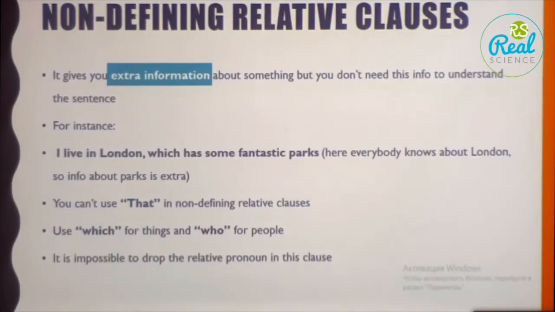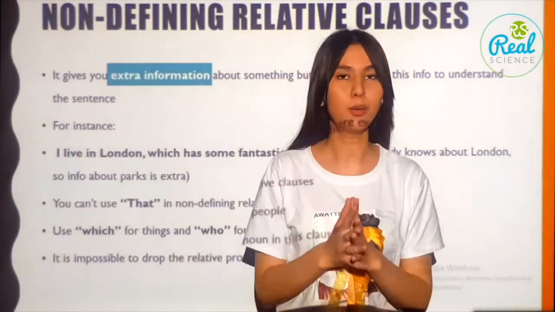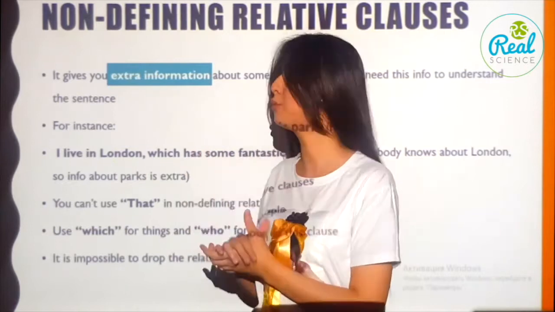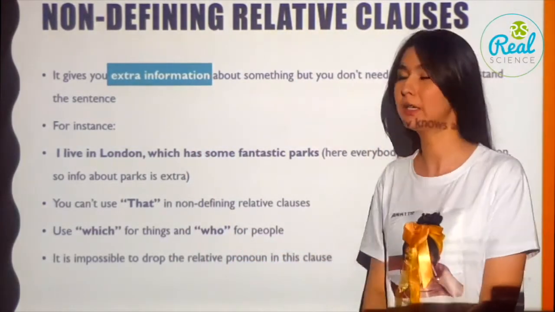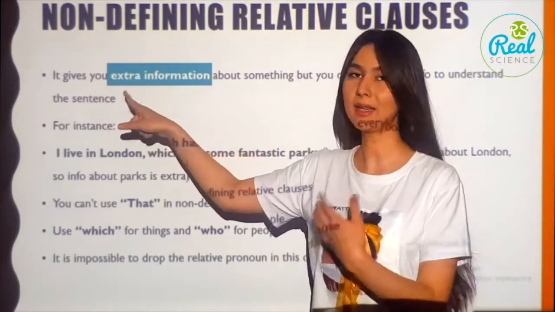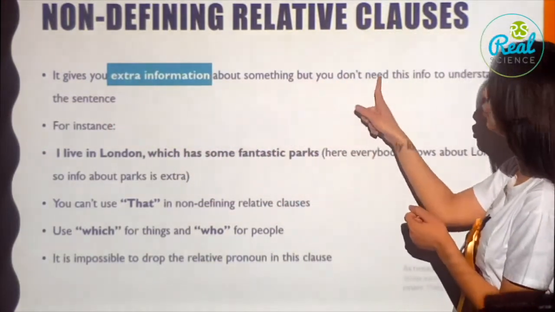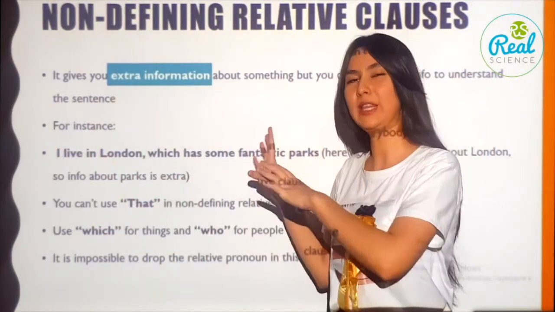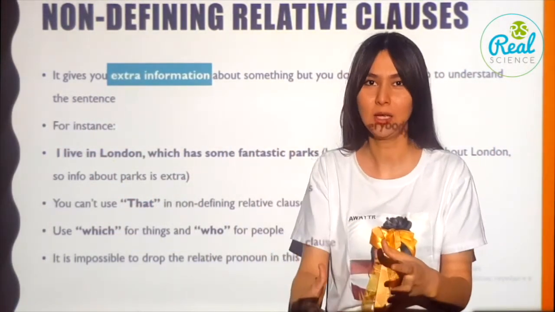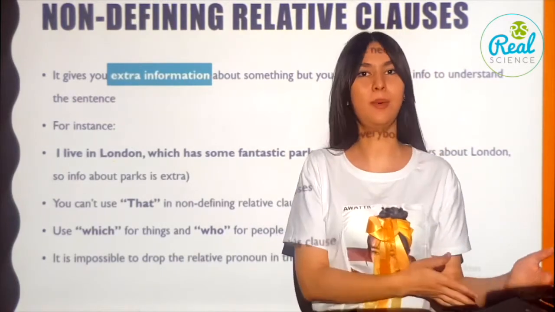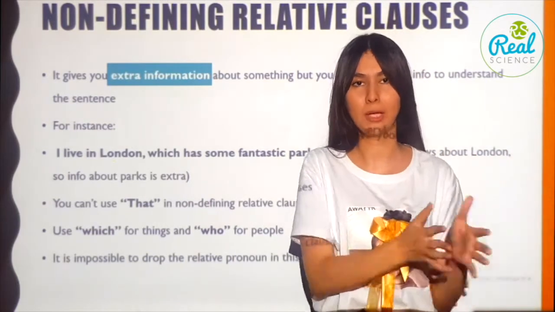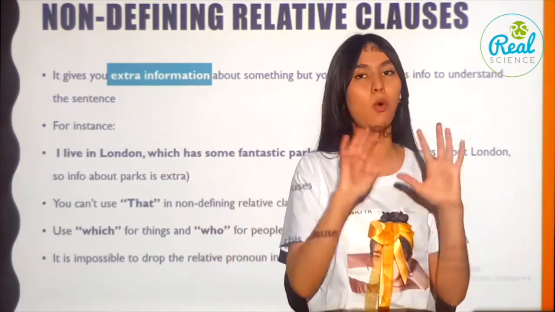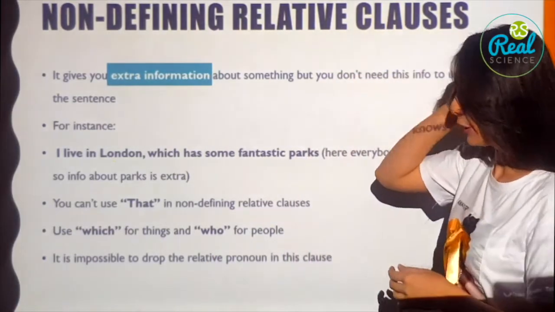So then, non-defining relative clauses. Now let's talk about non-defining relative clauses. In the previous slides, we talked about defining. Now let's come to the non-defining. So what are non-defining relative clauses? They give you extra information about something, but you don't need this info to understand the sentence. As you can see from its name, it doesn't define anything. It gives you just extra information about something or about somebody. In that case, you do not need this part of your sentence in order to understand the whole meaning of your sentence.